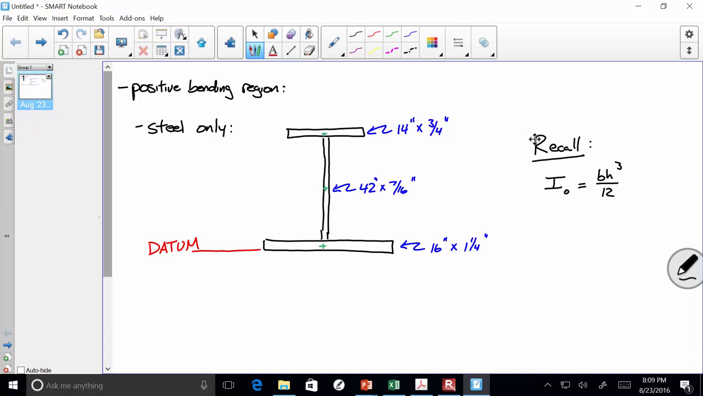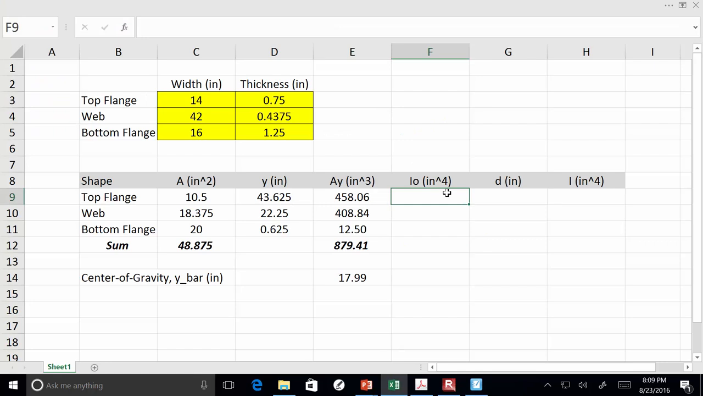For the bottom flange, it's the width, the 16, times that cubed. For the top flange, the width, 14, times the height, the 3/4. For the web, it's the width, which is this, the thickness, times that cubed over 12. Make sense? Sound good? All right. So let's start off with the bottom flange. So the width, the 16, times the thickness, the 1.25.